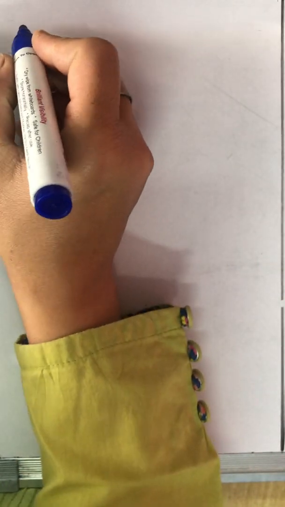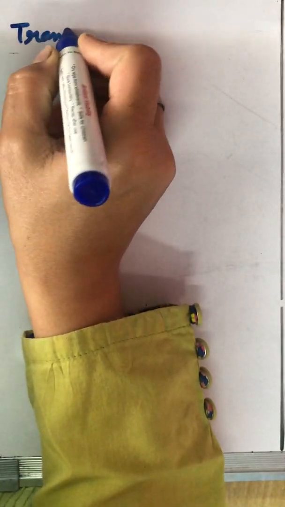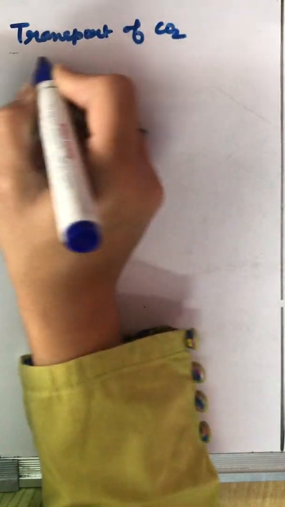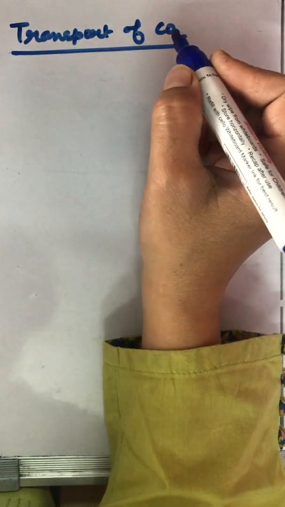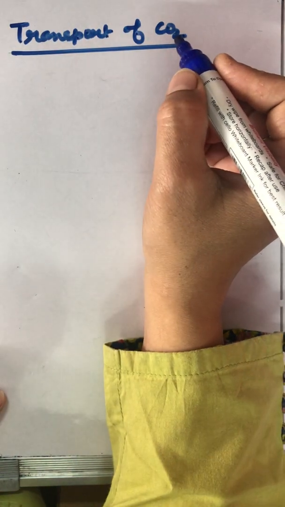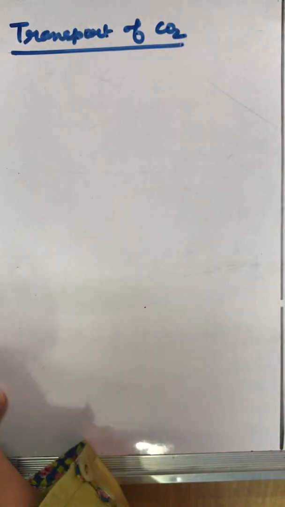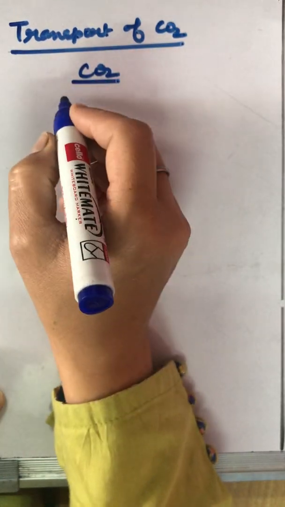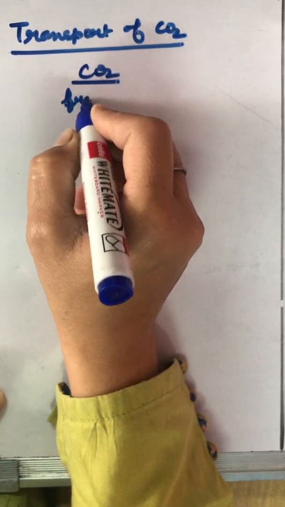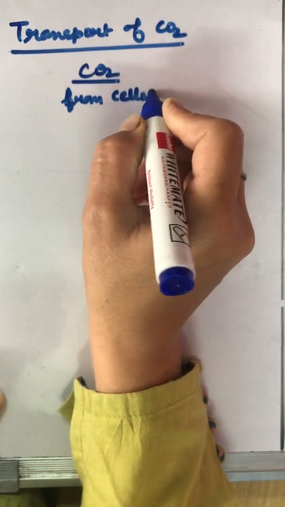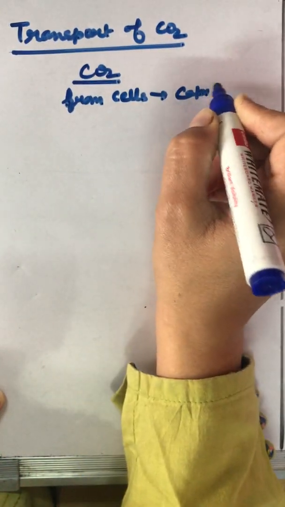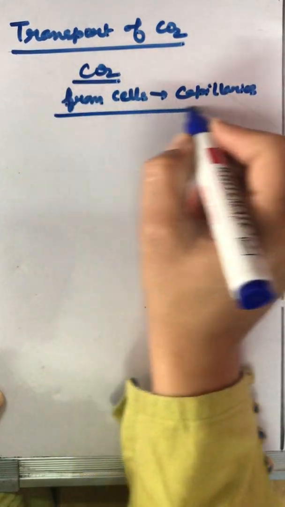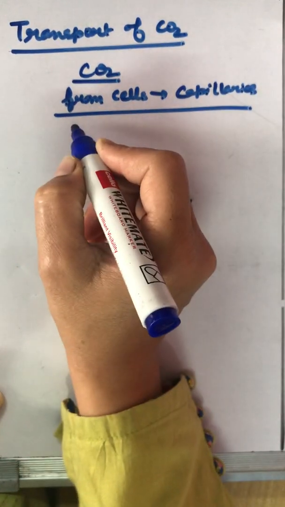Today's topic, transport of carbon dioxide. This transport of carbon dioxide, generally it is the diffusion of CO2 gas from the cells to the capillaries, where it is transported in three ways.